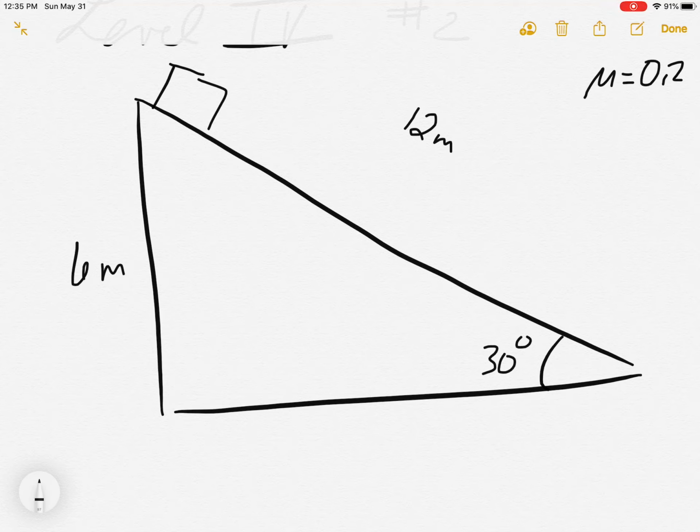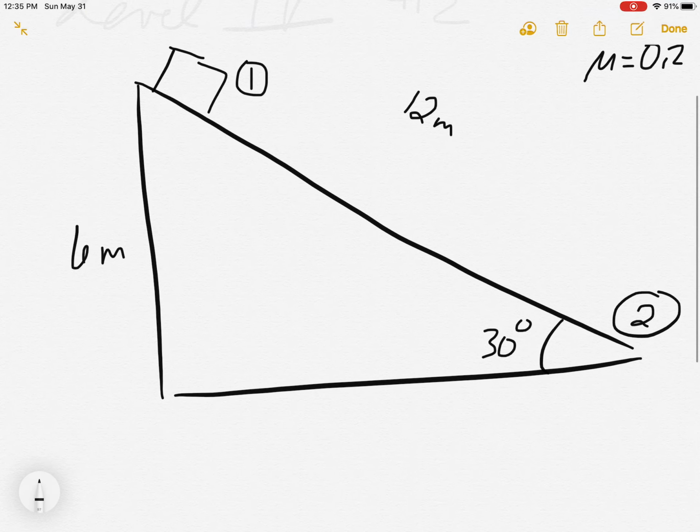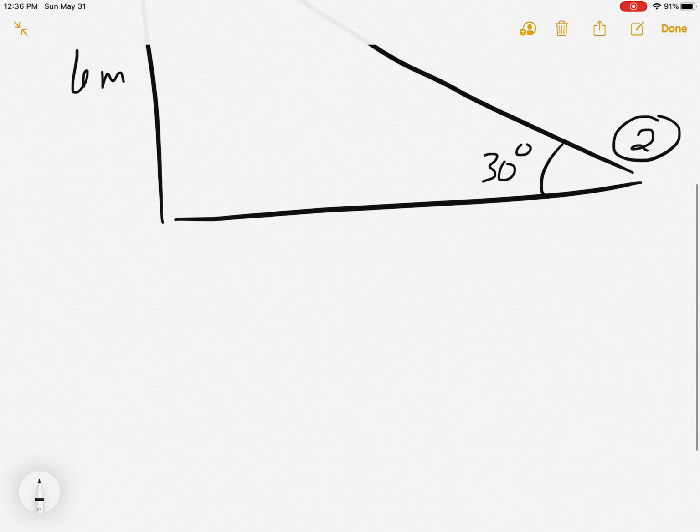So this block is going to slide down the ramp. And if there wasn't any friction and the ramp was super slippery, then we could figure out the total energy at the top of the ramp, which is position 1, and the total energy at the bottom of the ramp, which is position 2. And we could figure that out. But here's the problem. There is friction, which creates a whole bunch of extra steps at first.